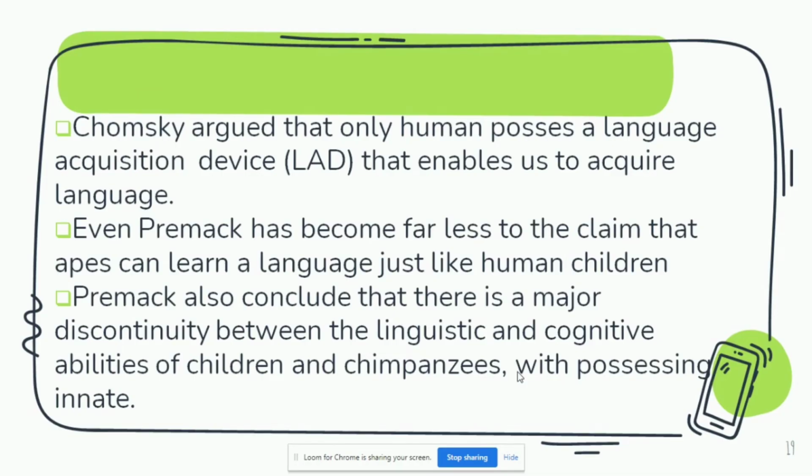But Chomsky argued that only humans possess a language acquisition device, or LAD, that enables us to acquire language. And even Premack has become far less committed to the claim that apes can learn a language just like human children. Also, he concluded that there is a major discontinuity between the linguistic and cognitive abilities of children and chimpanzees, with humans possessing innate ability.